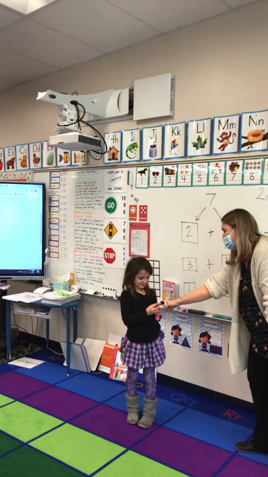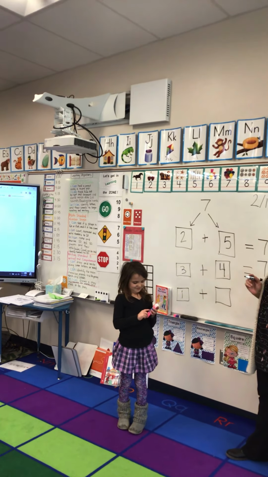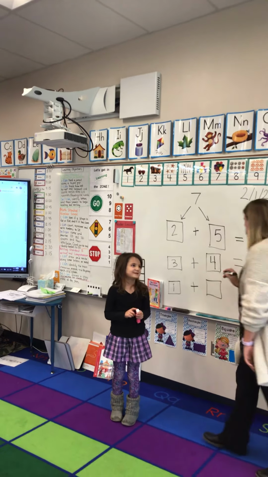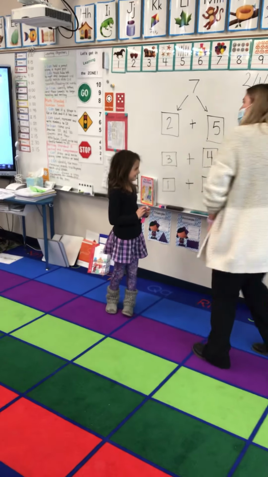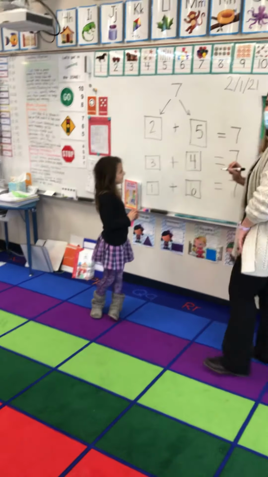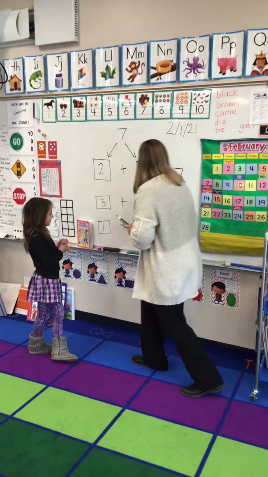You have 1 over here. How many do you have on the other side? 6. Is 1 and 6 more equal 7? Yes. Oh my goodness. So that is what we are doing, my friends. We're just taking a number and we're splitting it apart and seeing what we can do. 2 and 5 is 7. 3 and 4 is 7. 1 and 6 is 7.